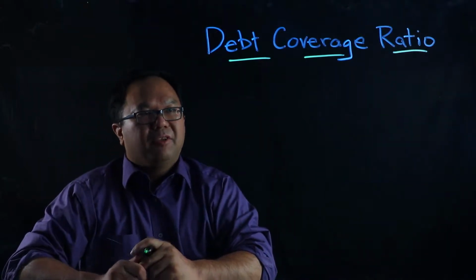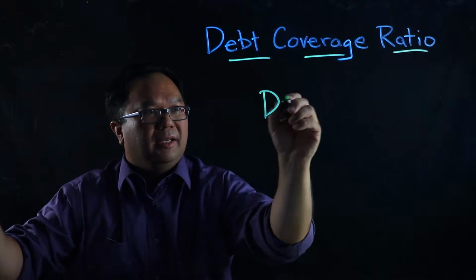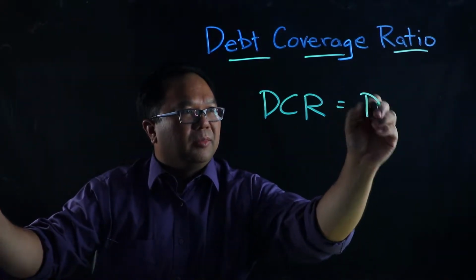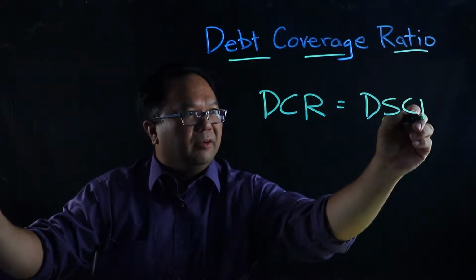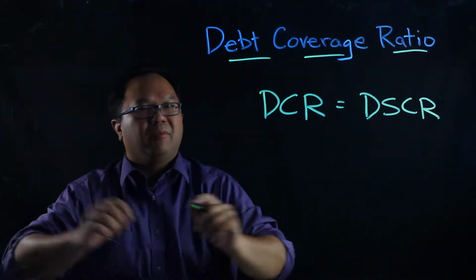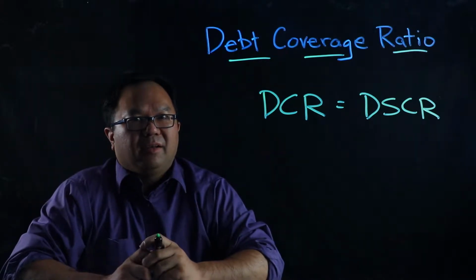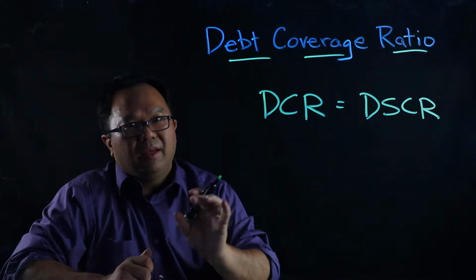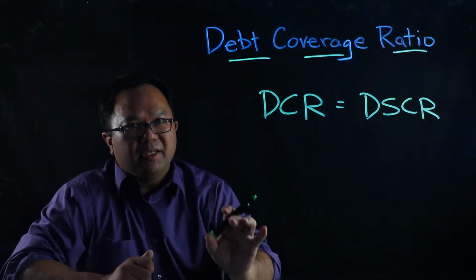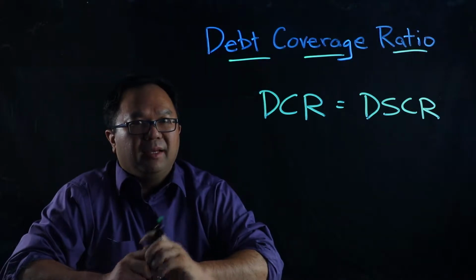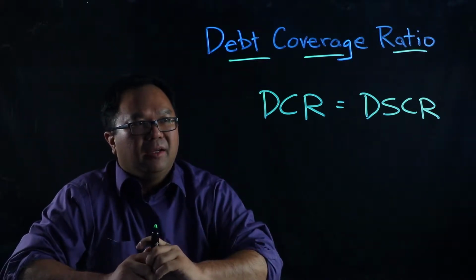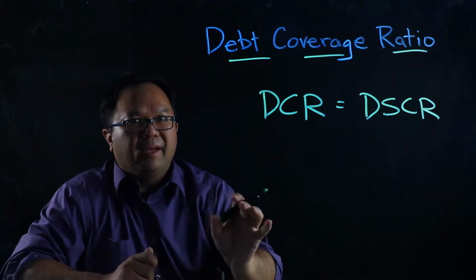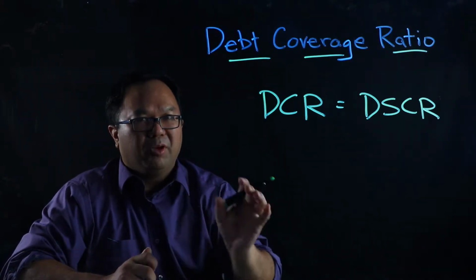So debt coverage ratio, also known as DCR, can also be termed debt service coverage ratio, DSCR. That's the same thing. What debt coverage ratio is, is a measure to determine that the real estate investment you're looking to buy will make enough cash flow, enough money as a rental, to cover the debt service per month or per year.